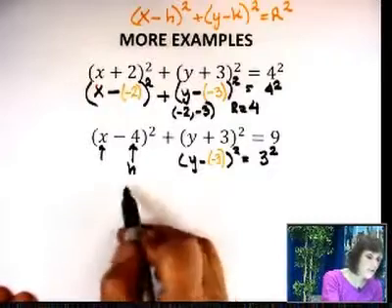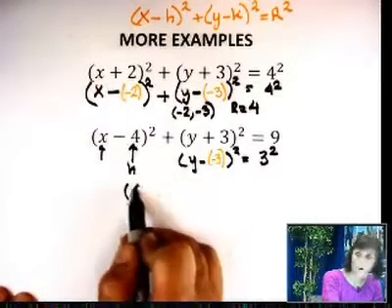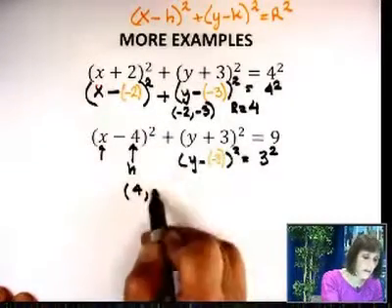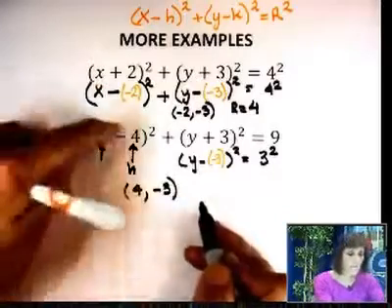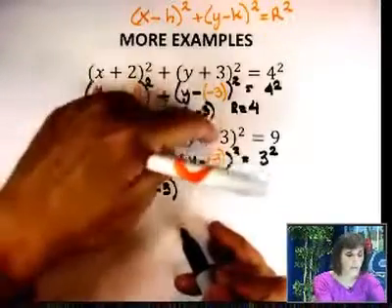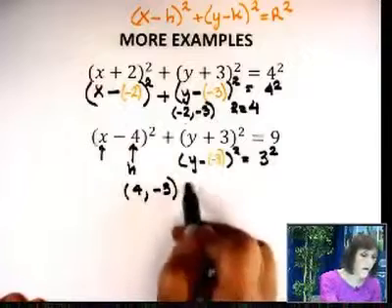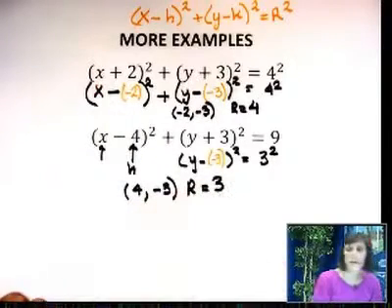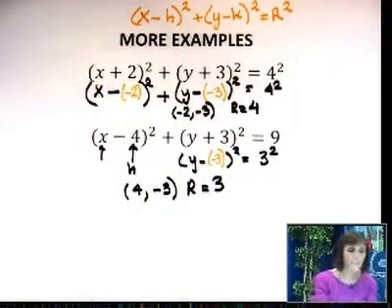So what is my center? It's going to be (4, negative 3). It was negative, and now it's positive. It was positive, now it's negative. What's my r? r is 3. Okay.